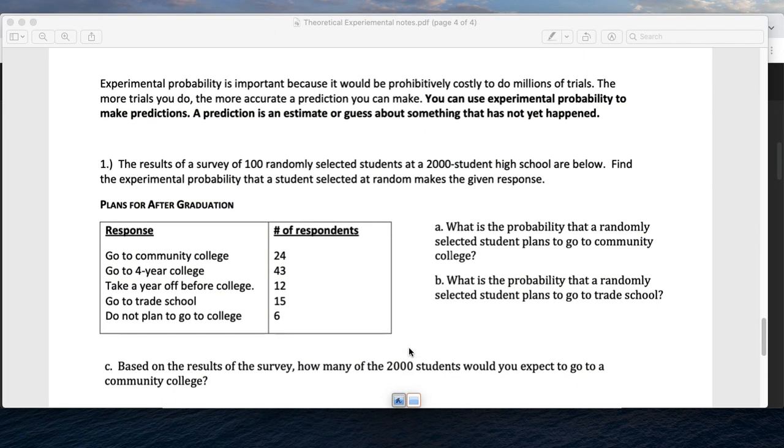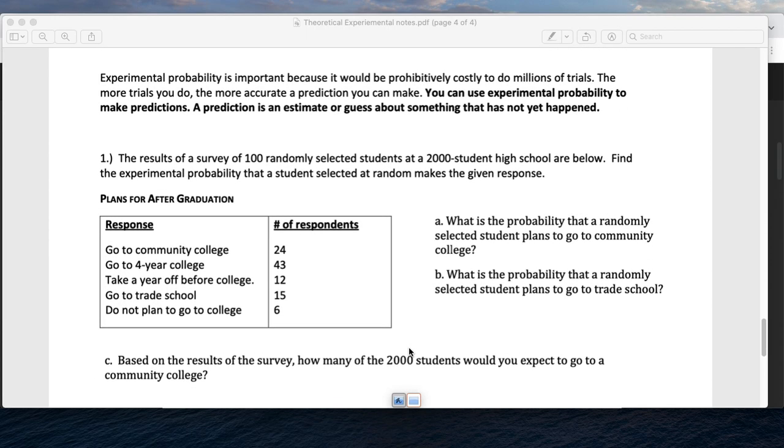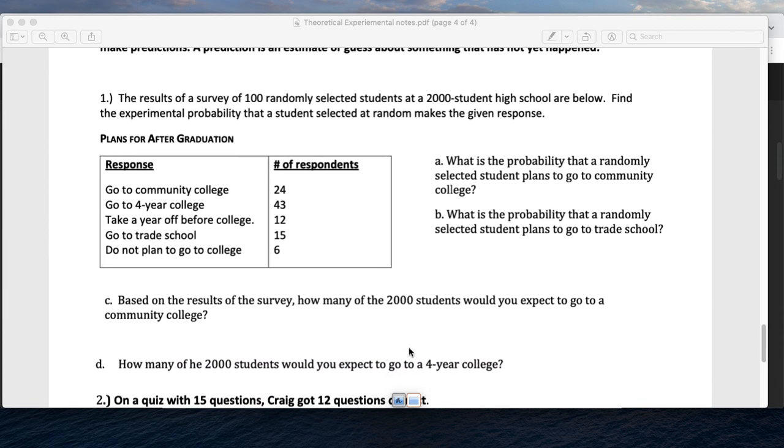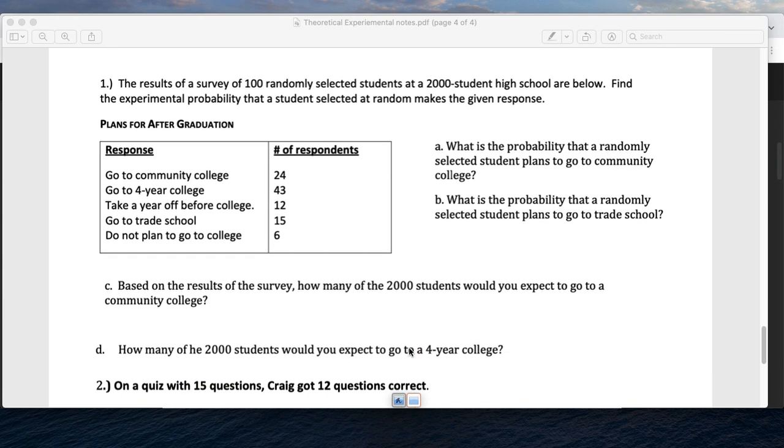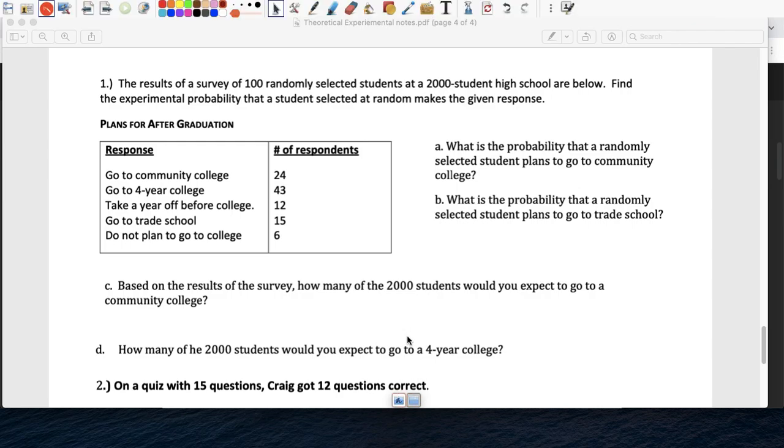Let's see. We can use experimental probability to make predictions, right? So let's see what this is. We selected 100 people out of 2,000 in the high school, and we asked them about plans for after graduation. What's the probability that a randomly selected student plans to go to community college? Well, community college, so in the survey, 24 out of 100. You can simplify that. 12 out of 50, 6 out of 25.